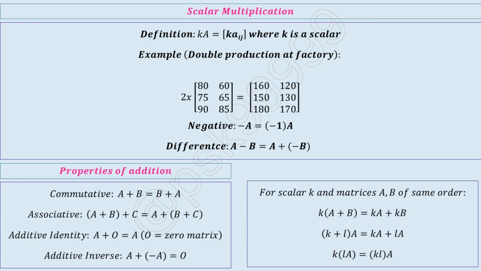Then these are the properties of scalar multiplication, which is k times (A plus B) is equal to kA plus kB. (K plus L) times A is equal to kA plus LA. Then k times (L times A) is equal to kL times A. Okay. These are the properties of scalar multiplication.